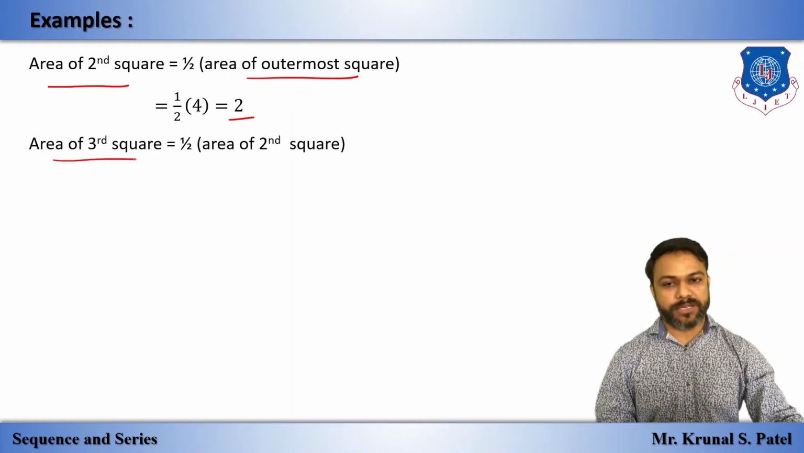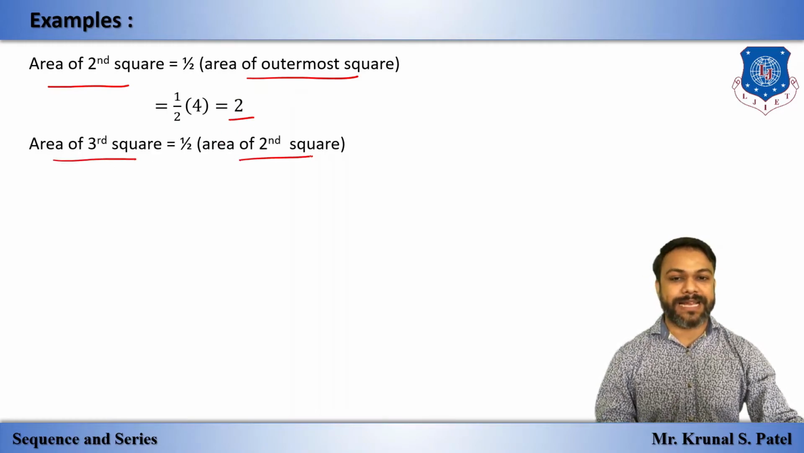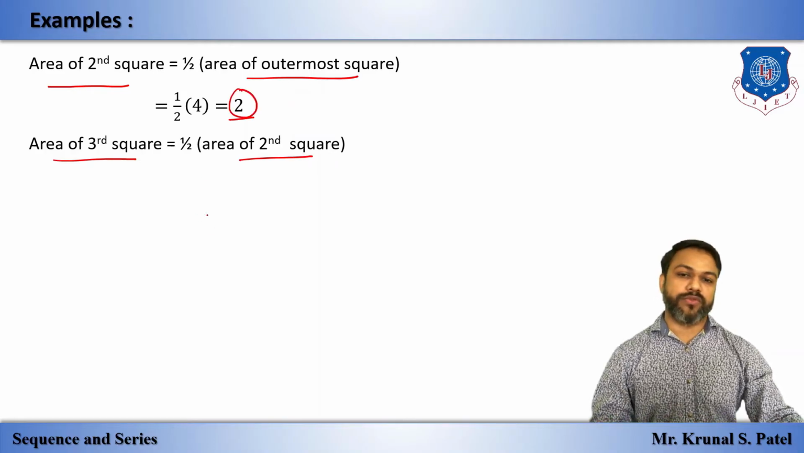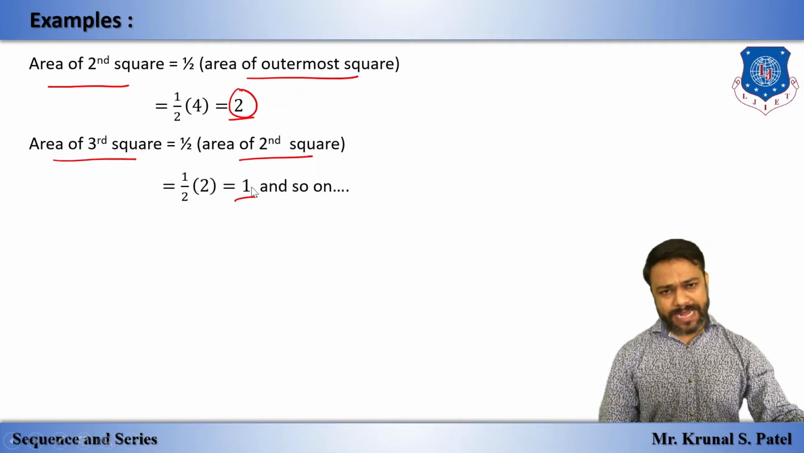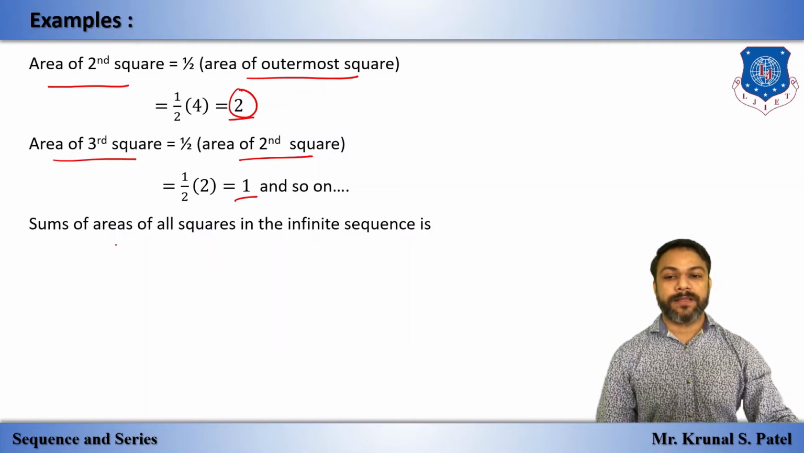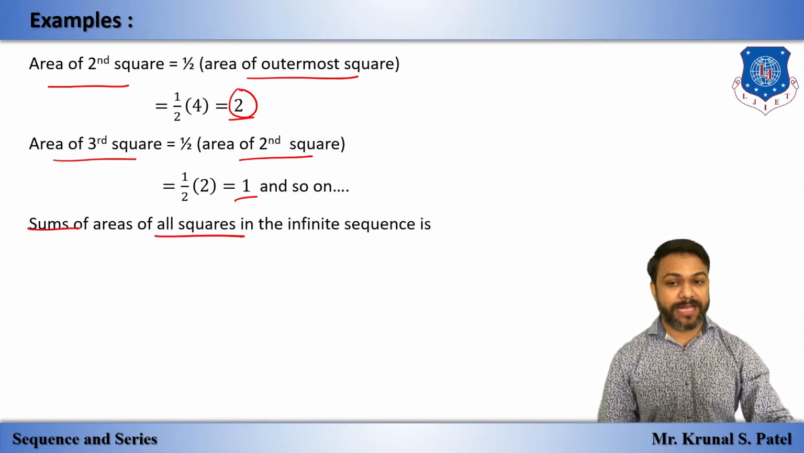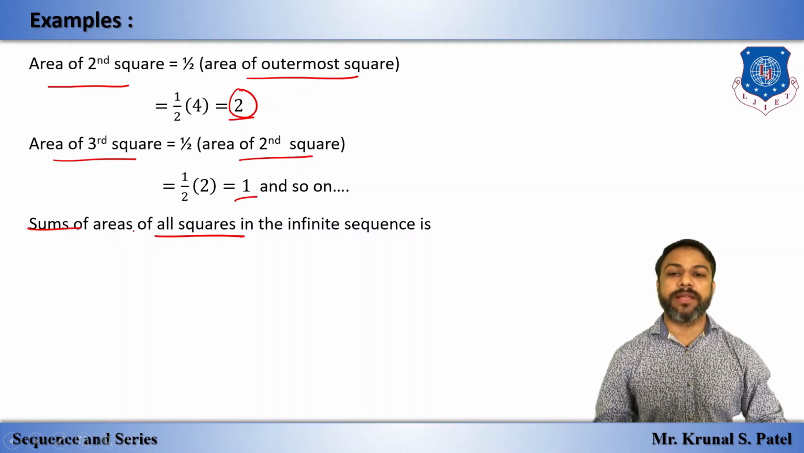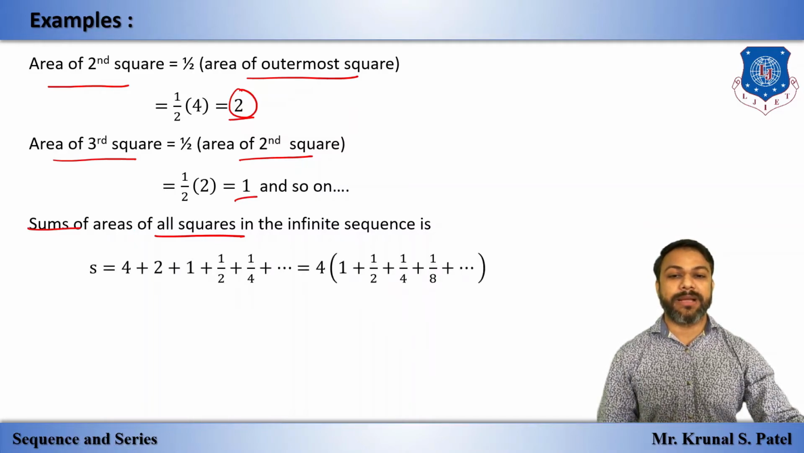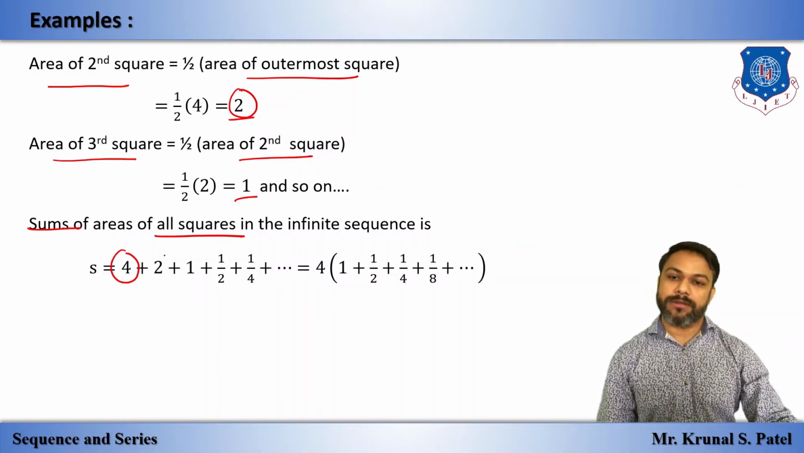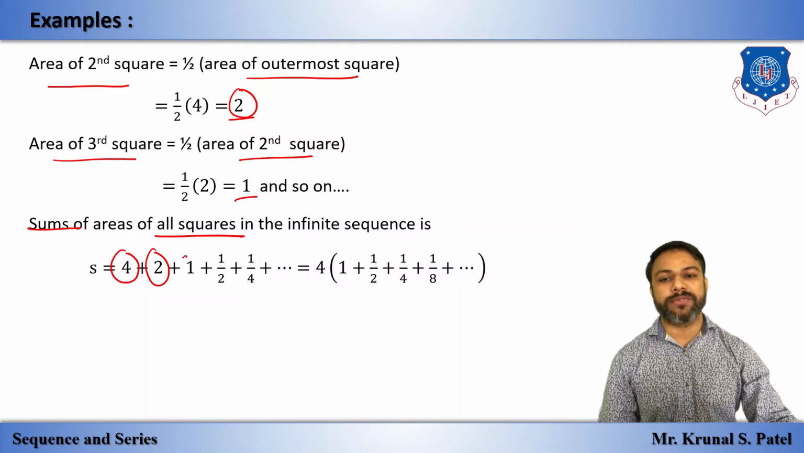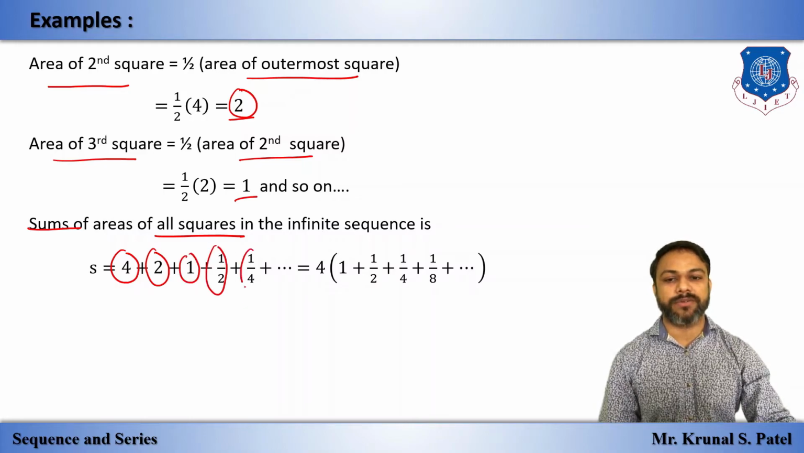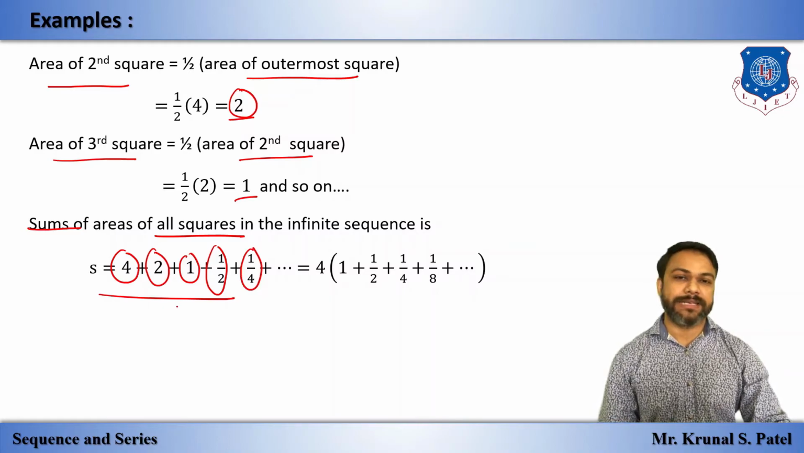Similarly, the area of the third square is half of the area of the second square. Second square area is 2, so it is 1. And going on like this, the summation of all areas is given by one series, which is 4, then half of this is 2, half of this is 1, half of this is 1 by 2, and so on. Okay, this is our infinite series.